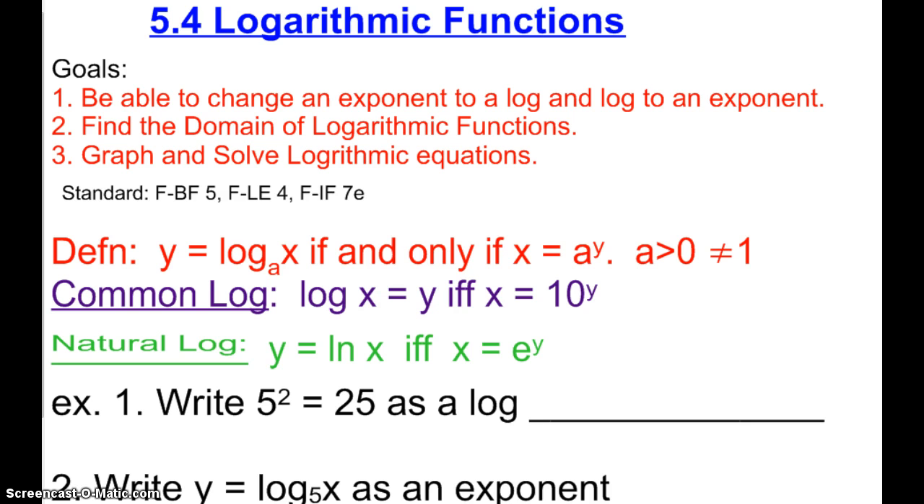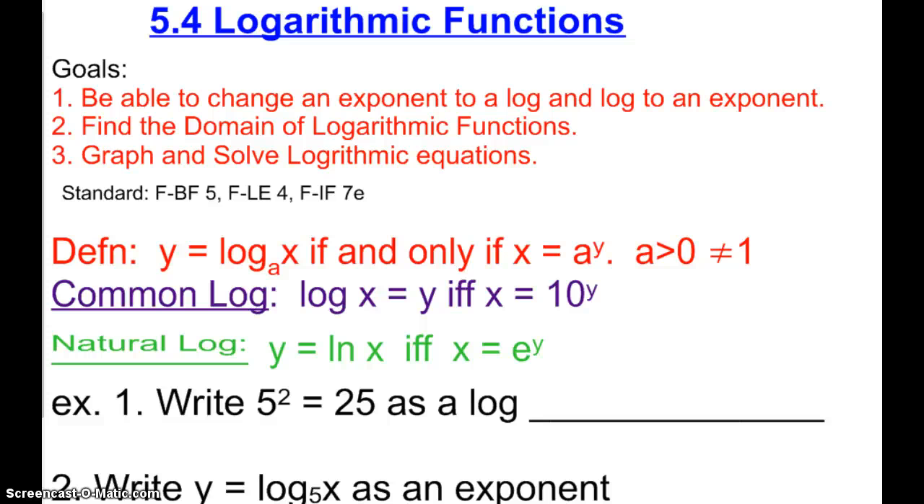You should have learned last year in Algebra 2 that the whole point of logarithmic functions is to be able to solve for exponents and find exponents. So it's absolutely critical that you can change a log to an exponent and an exponent equation to a log equation to be able to solve it. So we have the definition of a log read as y equals log base a of x if and only if x is equal to a to the y power.